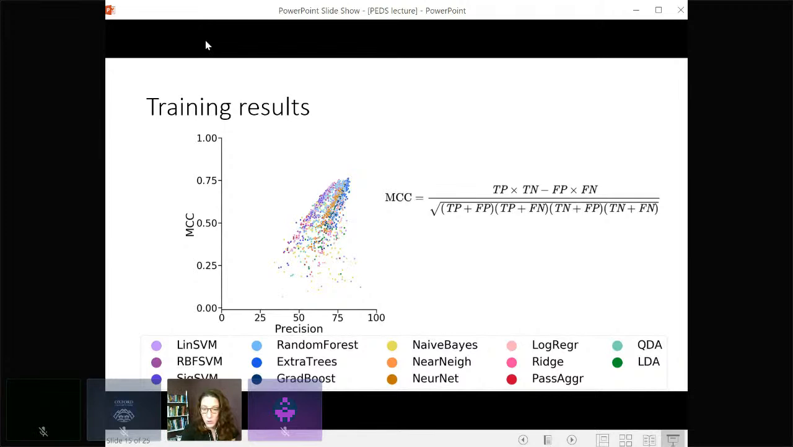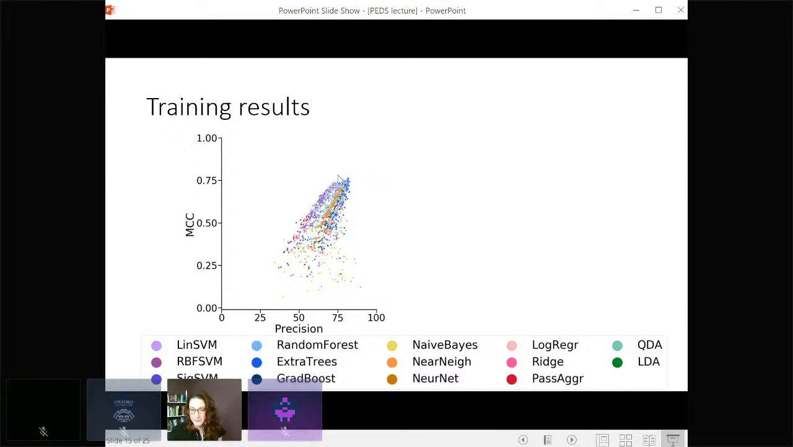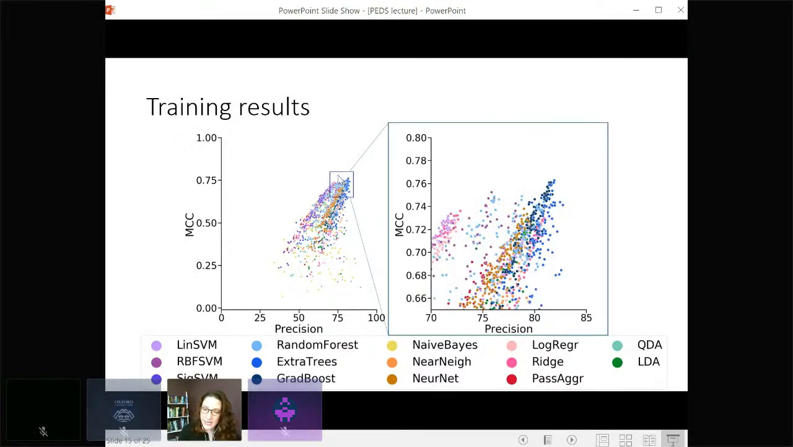Okay, so what we're interested in then is not over here where we have all the SVMs, or in the middle over here where we have the neural nets. We want the best of everything. So that's this top corner over here. And if we blow that up, what we see is that the best are these tree algorithms. And specifically, there's an extra trees algorithm that is the best of the best. And let me tell you a little bit about this algorithm, because this is what we're going to use going forward. We're using all feature sets for this algorithm.